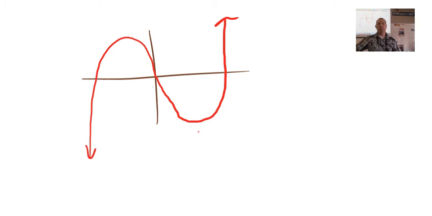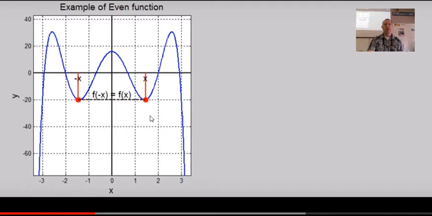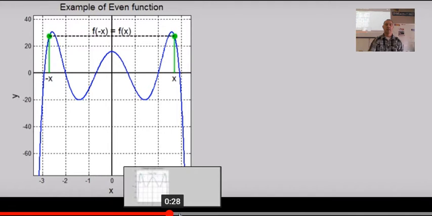All right, so here's a little video found here. This is an even function. It's even because look at as we move positive x, negative x. You see how the values are always the same? That's cool. If you ask me, that is cool.